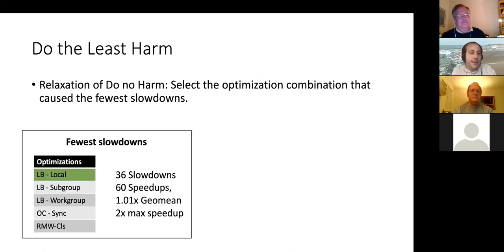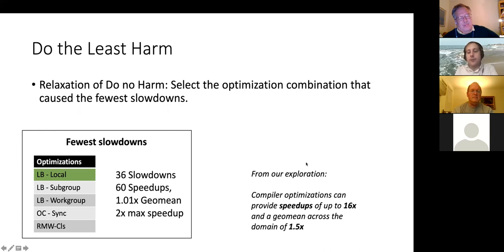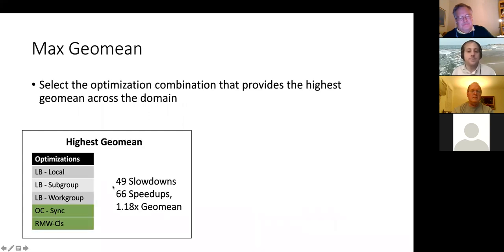So, you know, we might try to generalize this and we might say, maybe we want to do the least harm. So maybe we can select optimizations that cause the fewest number of slowdowns. So if we do that, it ends up that it's just local load balancing that gets enabled. And if we actually look across our entire data set, it only has a 1.01x geomean speedup and a 2x max speedup. Now remember that if you specialize exactly for the chip, input and application, you can get speedups of up to 16x and a geomean of 1.5x. So this is pretty underwhelming actually.